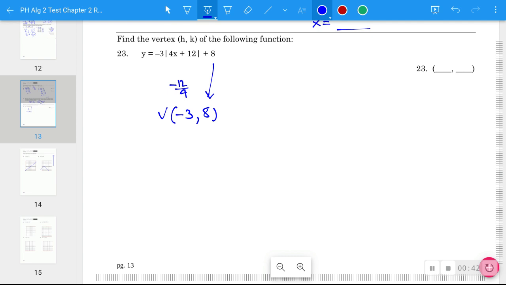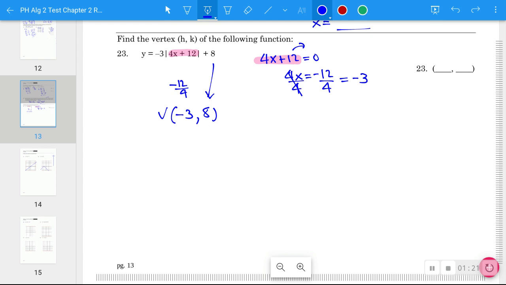The other way to get this front number right here is to simply take the contents of the absolute value bars. I'll show you this way of doing it. And 4x plus 12. If you set that equal to 0 and solve, you'll get the value of h, which is the name we give to the first part of the vertex. So you can see we get this number down here by doing that. And once again, the number at the end there will be your k value.